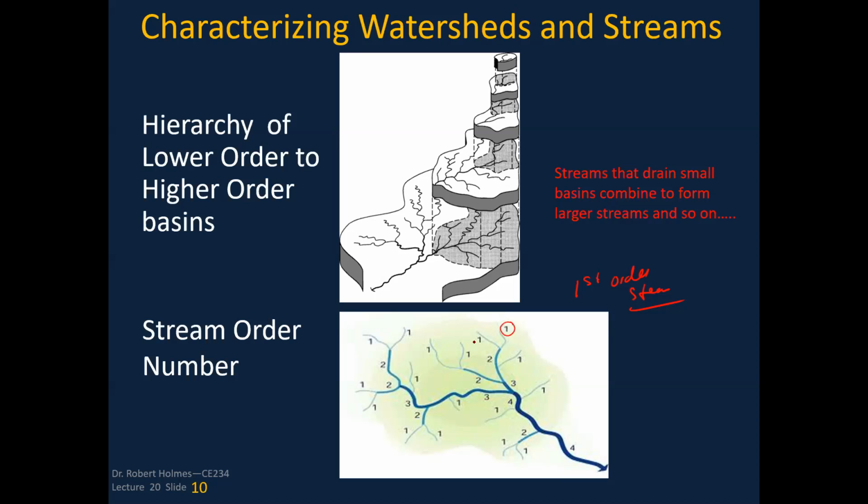You can see up here, you've got two first order streams. When they come together, they combine to form a second order stream. Now you'll notice that when I bring another first order tributary into the second order stream, I still don't have a third order stream until I get down to this point where two second order streams come together and form a third order stream. The larger the stream, the higher the order number.